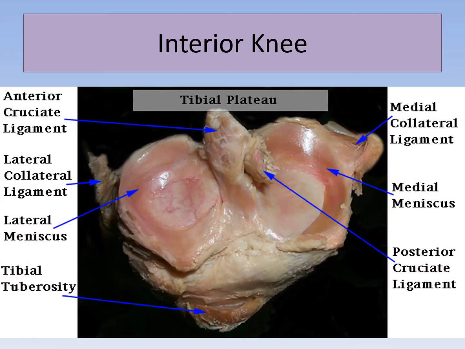On this slide, the femur has been removed, and we have a superior view looking down at the tibial portion of the knee joint. Please review and see that you can see the tibial plateau, and then you can see the medial and lateral meniscus. You can see the distal attachment for the medial and lateral collateral ligaments. You can see the tibial tuberosity and also the anterior and posterior cruciate ligament attachments on the tibia.